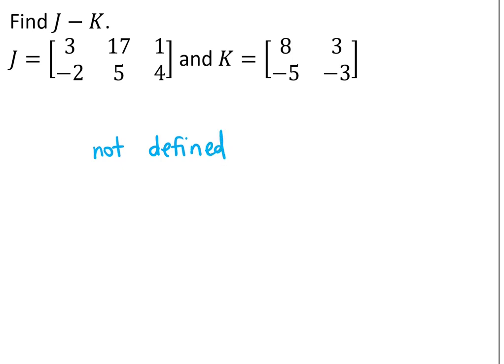We have no way of adding or subtracting matrix J and K from each other because they're not the same dimensions. And so since they do not have the same order, then we cannot define it.